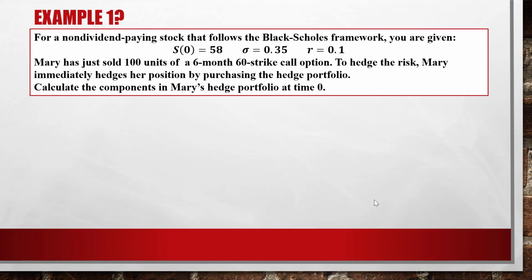Now let's consider a couple of examples to better understand delta hedging and gamma hedging. Example 1. For a non-dividend paying stock that follows the Black-Scholes framework, you're given the initial stock price is 58. The stock volatility is 0.35, or 35%, and the risk-free interest rate of the environment is 0.1, which is 10%. Let's say Mary had just sold 100 units of a 6-month call option. To hedge the risk, Mary immediately hedges her position by purchasing the hedge portfolio. Calculate the components in Mary's hedge portfolio at time 0.